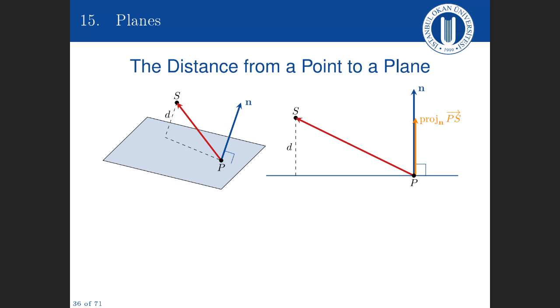The distance from a point to a plane. Again, the smallest possible distance. So we're looking for the distance d when there's a 90-degree angle just here. Let's look at the right-hand picture now. From the right-hand picture, we can see that the distance d is the same as the length of the vector projection of PS onto n.